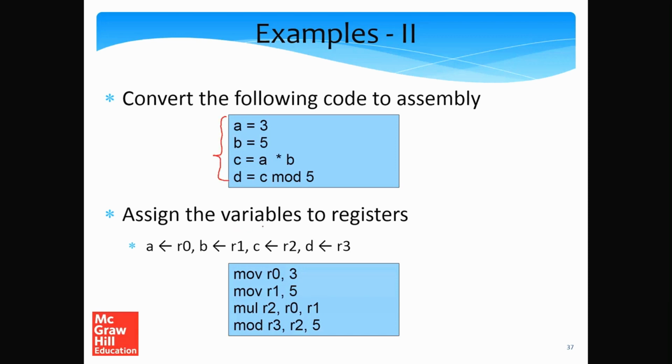So again the first stage is to assign the variables to registers. R0 is mapped to A, R1 is mapped to B, R2 to C and R3 to D. So the first two statements are the same as what they were in the previous example. Then we multiply R0 and R1 and we save the result in R2. So R2 is C, and then again we do R2 mod 5. I'm putting the percentage sign because that's what it is in C. And we do R2 mod 5 and save the result in R3.